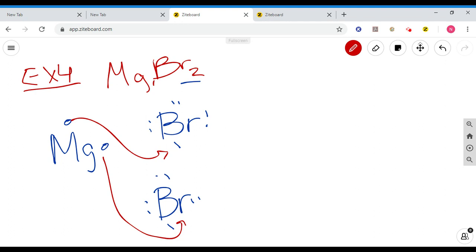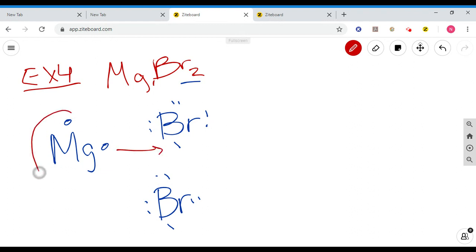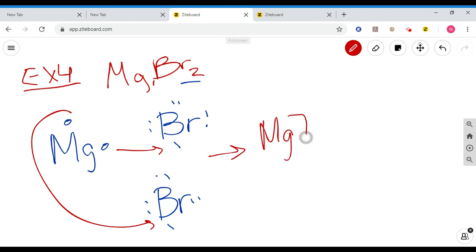And it really doesn't matter where you draw the arrows. So if you drew your arrows like this, that's fine as well. It doesn't matter what electron goes to what bromine. All right, let me draw my yield arrow. I'm going to draw 1 magnesium over here because the subscript was 1. How many did it lose? 2.